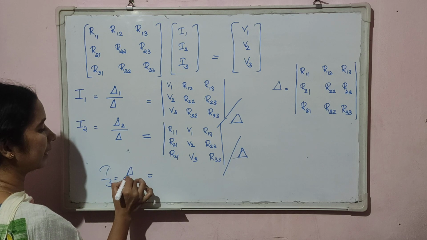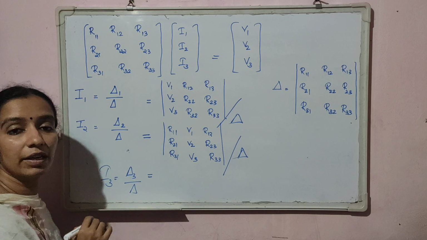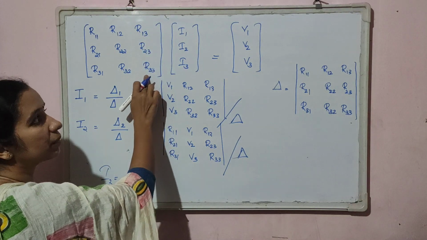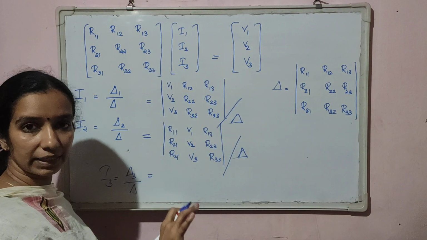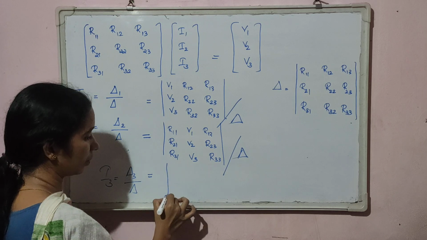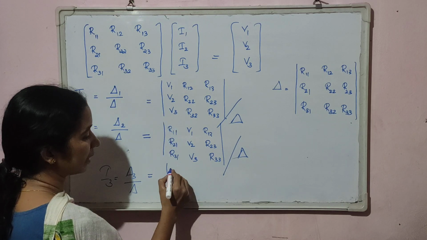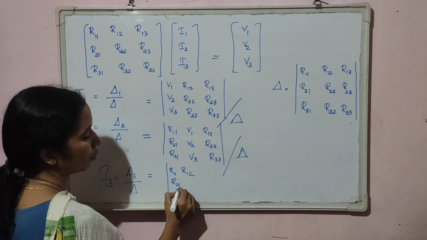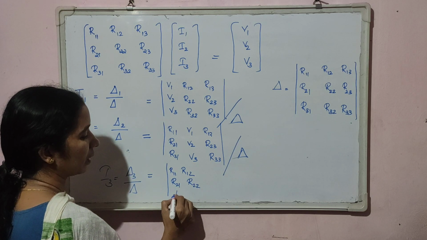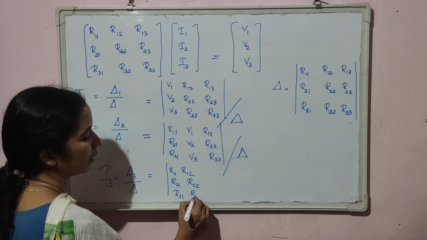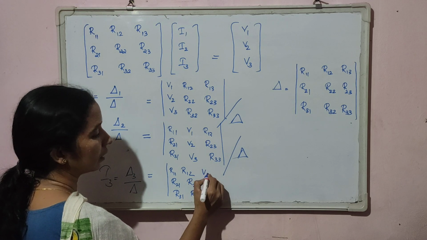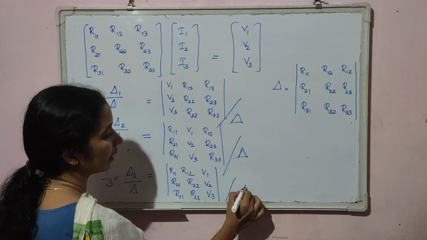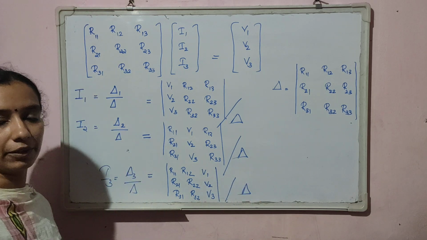For calculating I3, it is equal to delta 3 divided by delta. And what is delta 3? Replace the third column of this matrix by the voltage matrix and take the determinant. That is, the first and second columns are the same, R11, R12, R21, R22, R31, R32. Then the third column is the voltage matrix V1, V2, V3. Divided by delta, we will get I3.